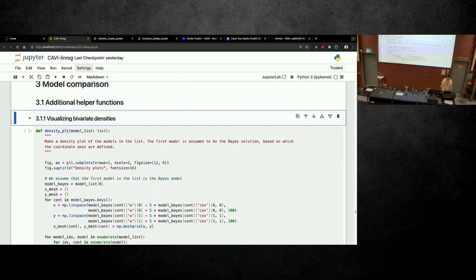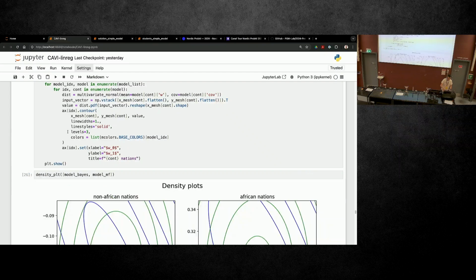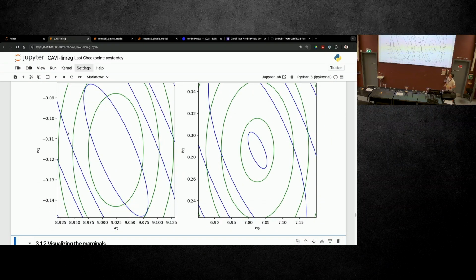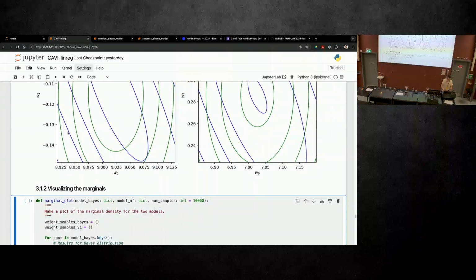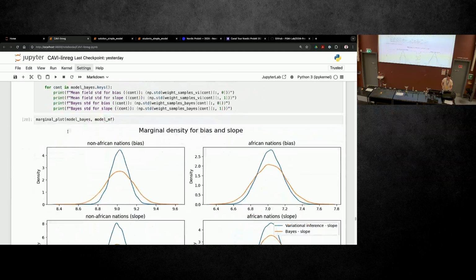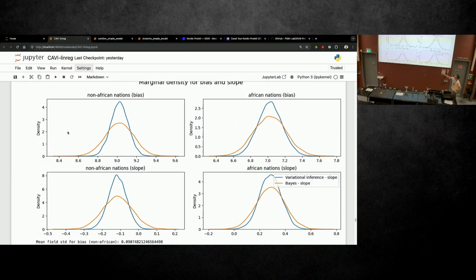Then a few more helper functions for doing visualization. Density plots. These are the contour plots for the posterior, both the exact Bayesian, which is the blue part, and the approximate variational with the mean field assumption, which is the green part here. And we can also look at the marginals. This is what you have here for bias up here and slope down here. And what you can also see here is that we consistently underestimate the variance. So the variational posterior is the blue one, and the true exact one is the orange one.